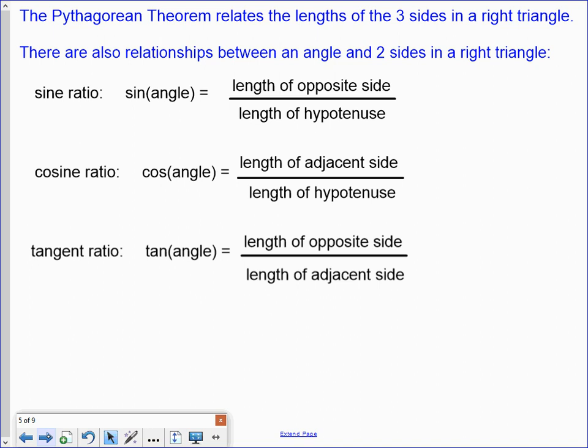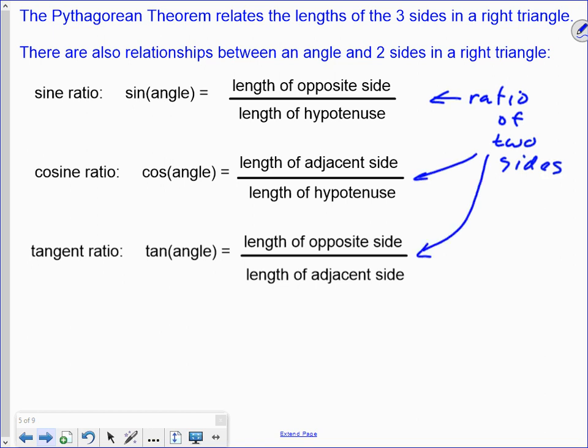And then there's the tangent ratio, where the tan of that angle that we're interested in the triangle is the length of the opposite side divided by the length of the adjacent side. And of course, these are all ratios because, as we can see, we are calculating a ratio of 2 sides, or the lengths of 2 sides.